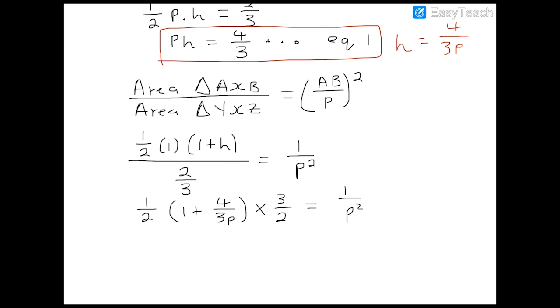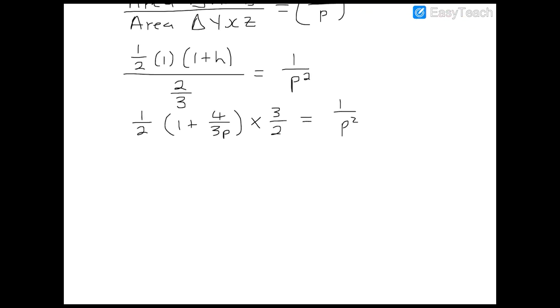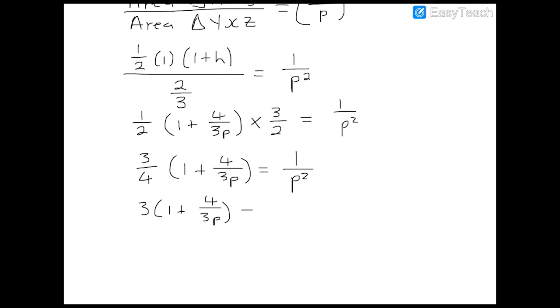Okay, so now we can calculate p. Now 1 over 2 times 3 over 2 will be 3 over 4. Just take this step by step. Sometimes you make mistakes rushing this. 3 over 4 times 1 plus 4 over 3p is equal to 1 over p squared. So if we multiply everything by 4, we get 3 into 1 plus 4 over 3p, and this is equal to 4 over p squared.